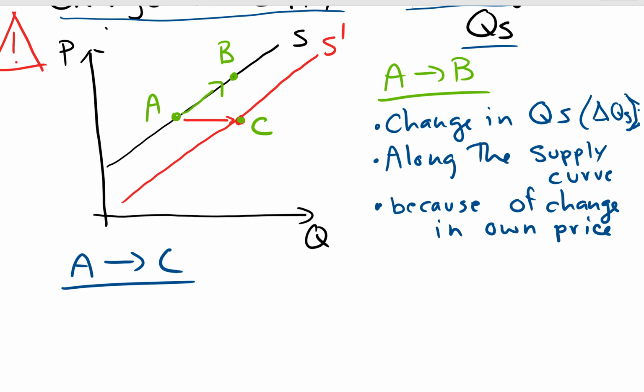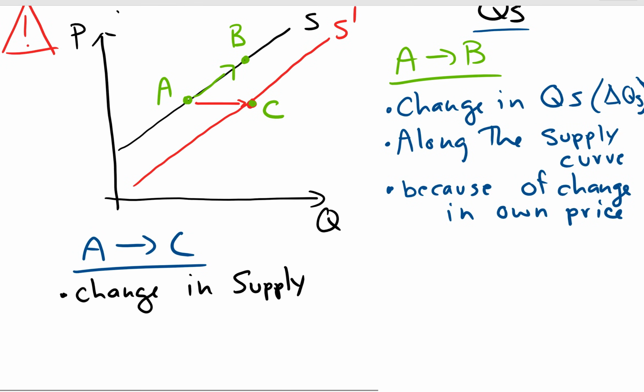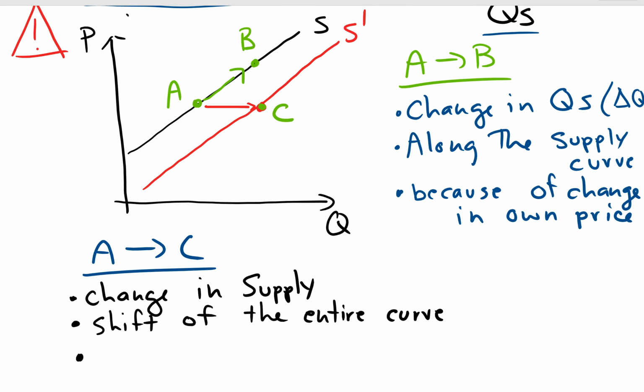So this one you can call one of two things. Well, it's a change in supply. You can really just call it one thing, but in this case it's a change in supply, and more specifically it's an increase in supply. And this is a shift of the curve. It's a shift of the entire curve, and finally it's caused by something other than price.